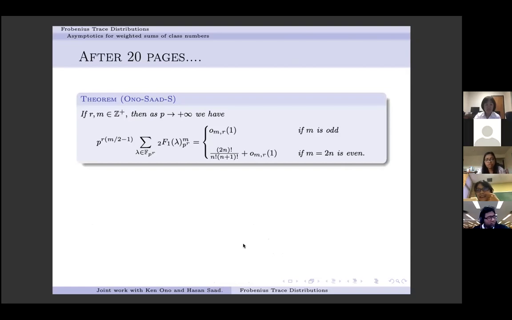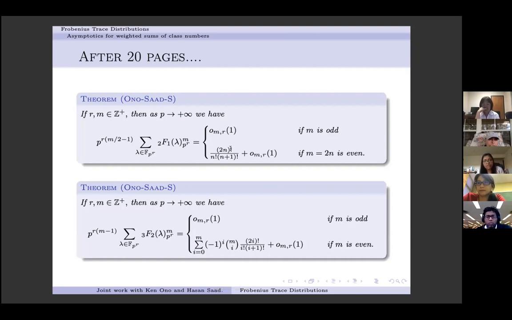So after a calculation of about 20 pages, we obtain that for the 2F1 functions, the odd moments go to 0 as p goes to infinity. And the even moments go to the Catalan number, 2n factorial over n factorial times n plus 1 factorial. So from here you can imagine that this time we have the Sato-Tate distribution, because the moments are the same as for the Sato-Tate distribution.